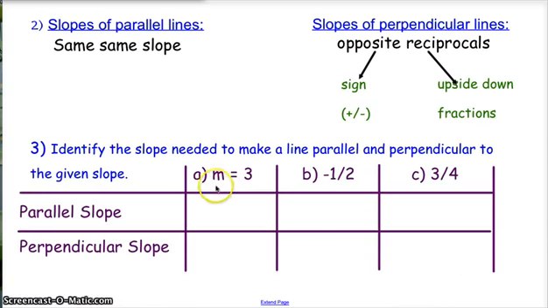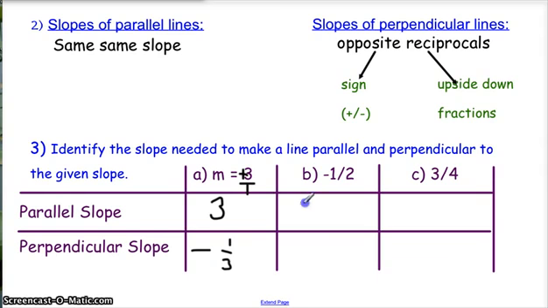A couple of examples. The first one, it says m equals 3. To be parallel to m equals 3, the slope is identical, it's 3. To be perpendicular, we take the opposite. Since the 3 is a positive value, opposite is a negative. 3 can be written as 3 over 1, so flip the fraction upside down as 1/3.